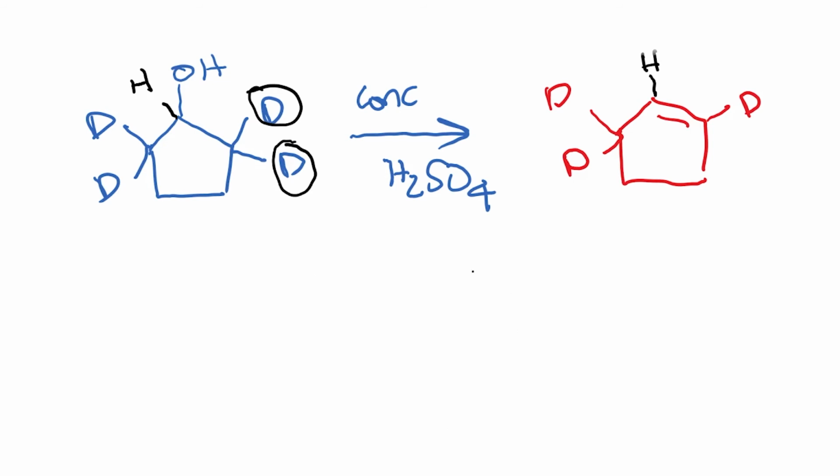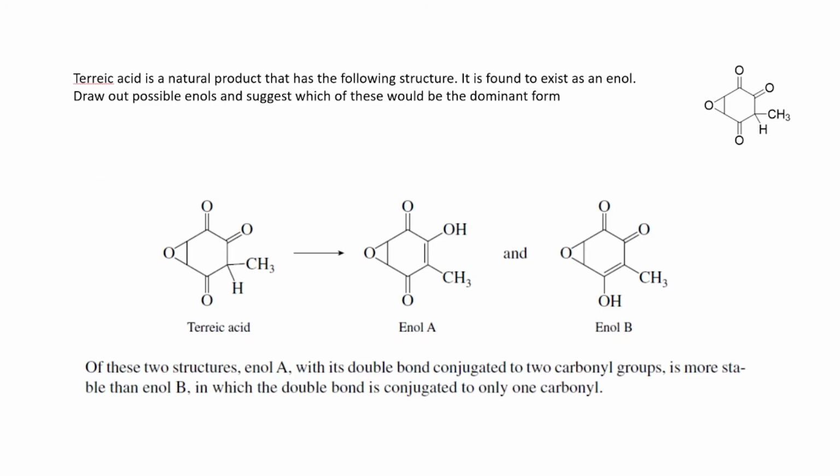So you can imagine many variations for this question, and you can form a variety of products starting from cyclopentanone and D2O. And the last question is about taric acid. It's a natural product. It's found to exist as an enol. Draw out the possible enols and suggest which of these would be the dominant form. This is a fairly straightforward question. So you have this hydrogen over here, which is going to enolize.